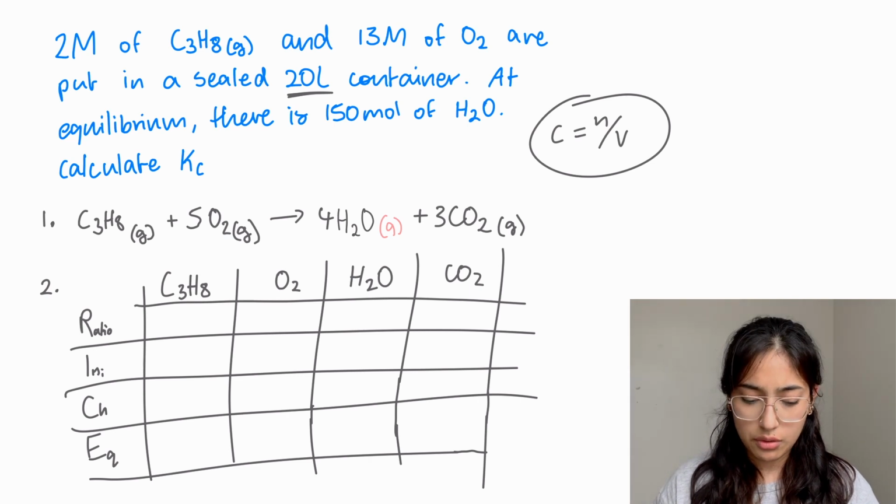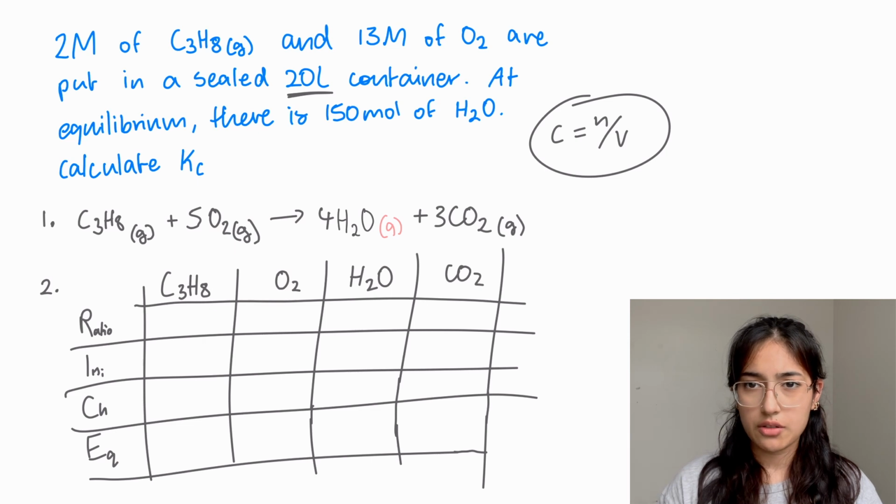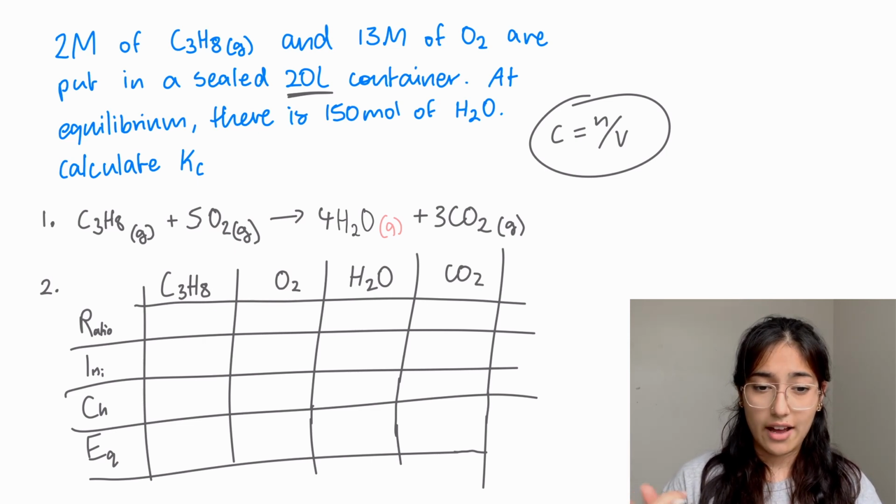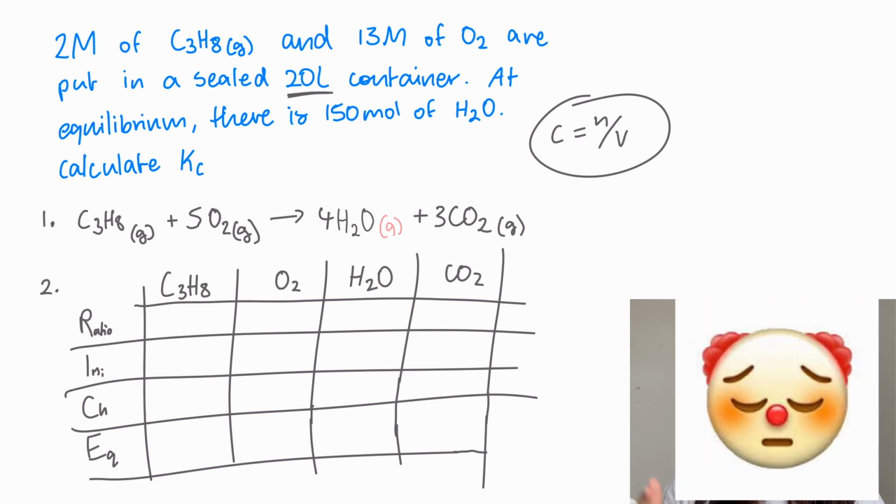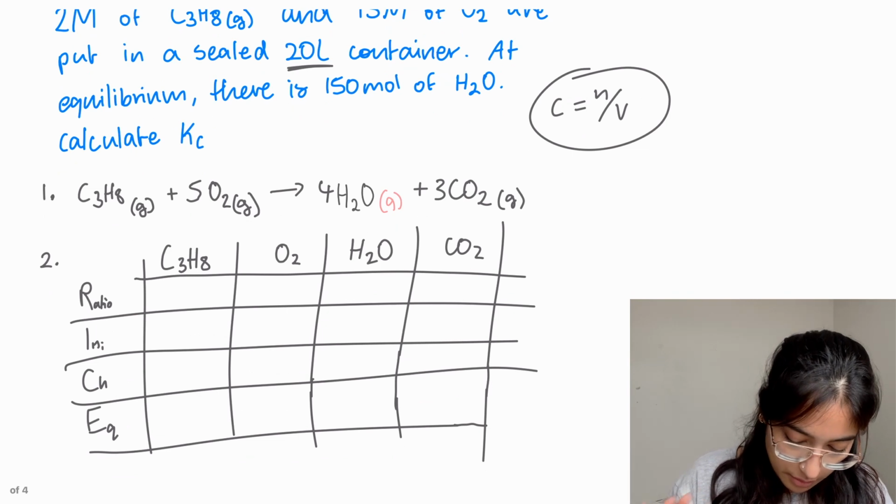Even if they give you molar values at the beginning, like in the question, I would still convert them to concentration first, because overall it just makes your life a bit easier. Also, I have forgotten to convert back to concentration at the end, and then you lose marks for that. So don't do that. I would recommend just keeping it simple, working in concentration.